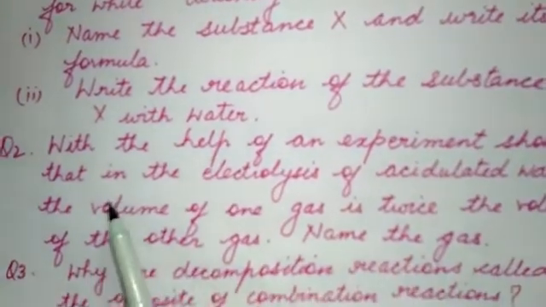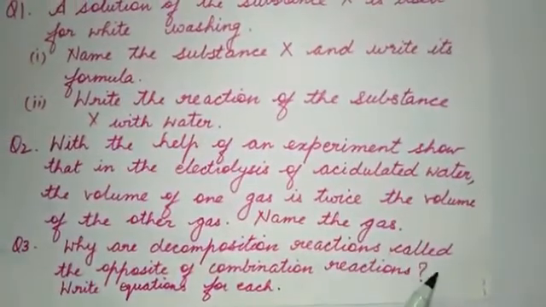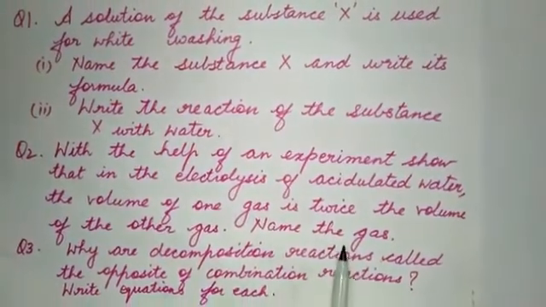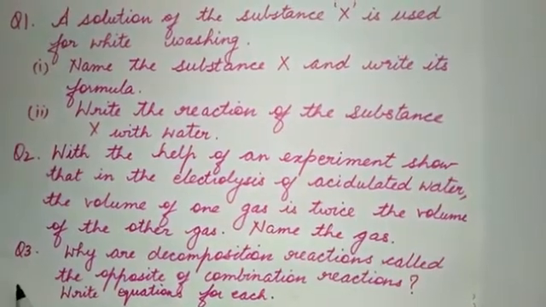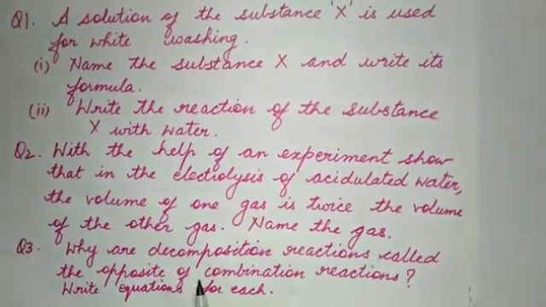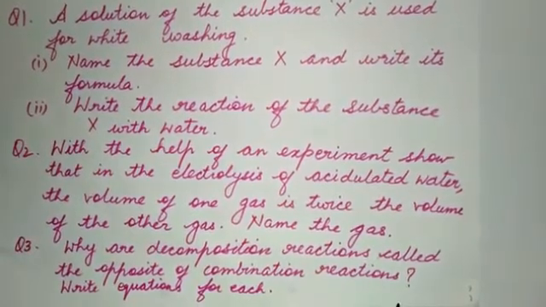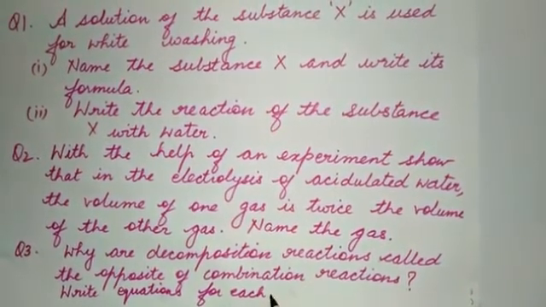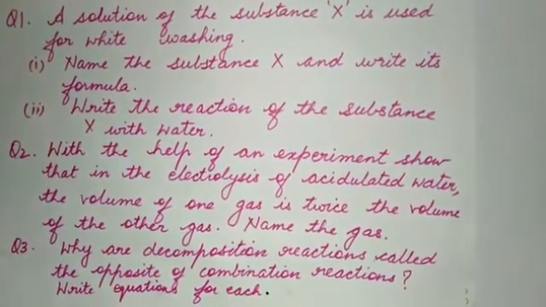Question number 2 is, with the help of an experiment, show that in the electrolysis of acidulated water, the volume of one gas is twice the volume of the other gas. You have to name the gas. Question number 3 is, why are decomposition reactions called the opposite of combination reactions? Write equations for each. So you have to write 2 combination reactions and 2 decomposition reactions.